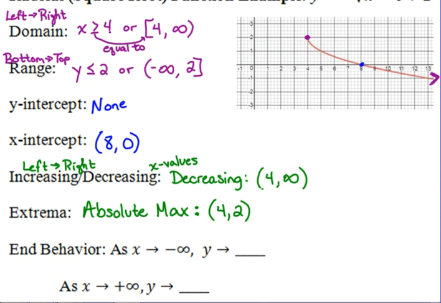In end behavior here, as x approaches negative infinity, x can't approach negative infinity because this one's not defined over there. So we can't talk about that end. That one does not apply in this situation because we don't go over there. We stop at 4. We can talk about as x approaches positive infinity, way over here on the right. Our y values are going down. And when we go down, down is negative infinity.